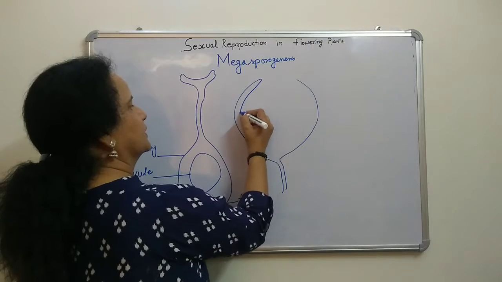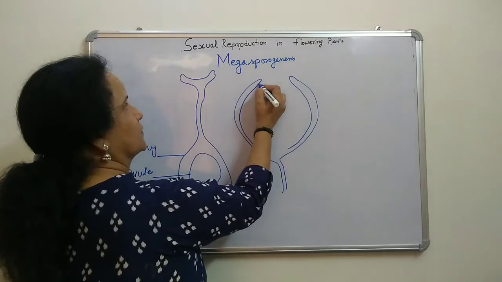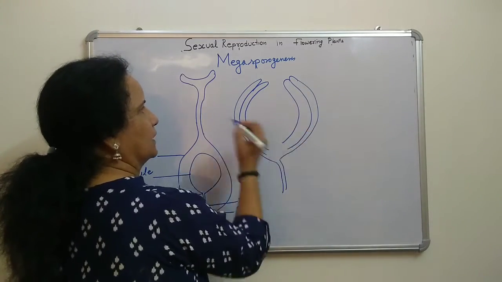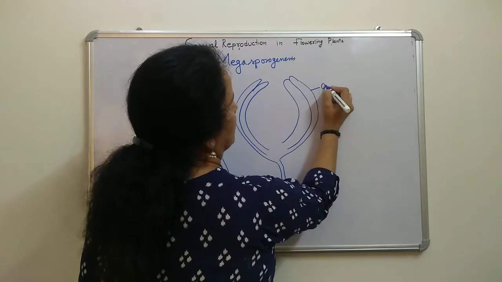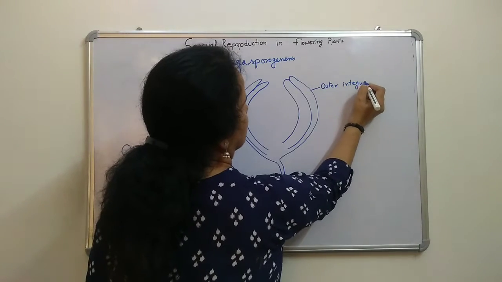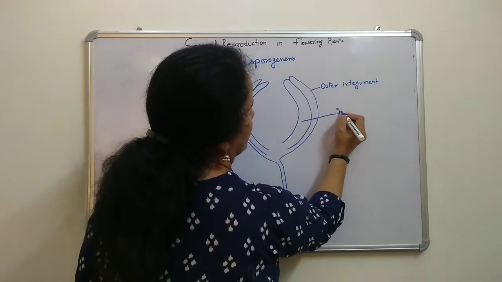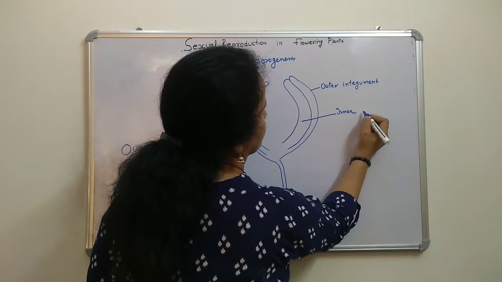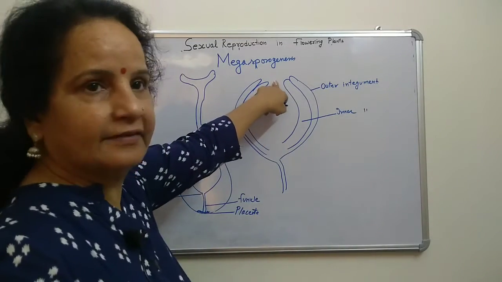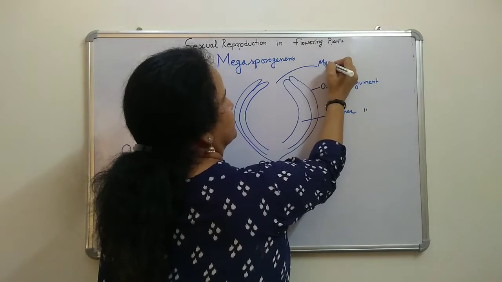Here the integuments are there. This is called the outer integument, and this is called the inner integument. The free end, the opening, is the micropyle.